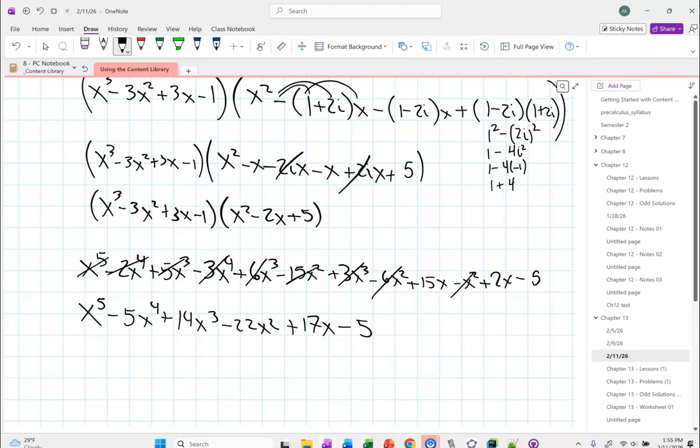So again, what's the worst part? It's having to multiply. Building the polynomial itself is a piece of cake. The hardest part is foiling, just because there's often a lot of foils to do there.